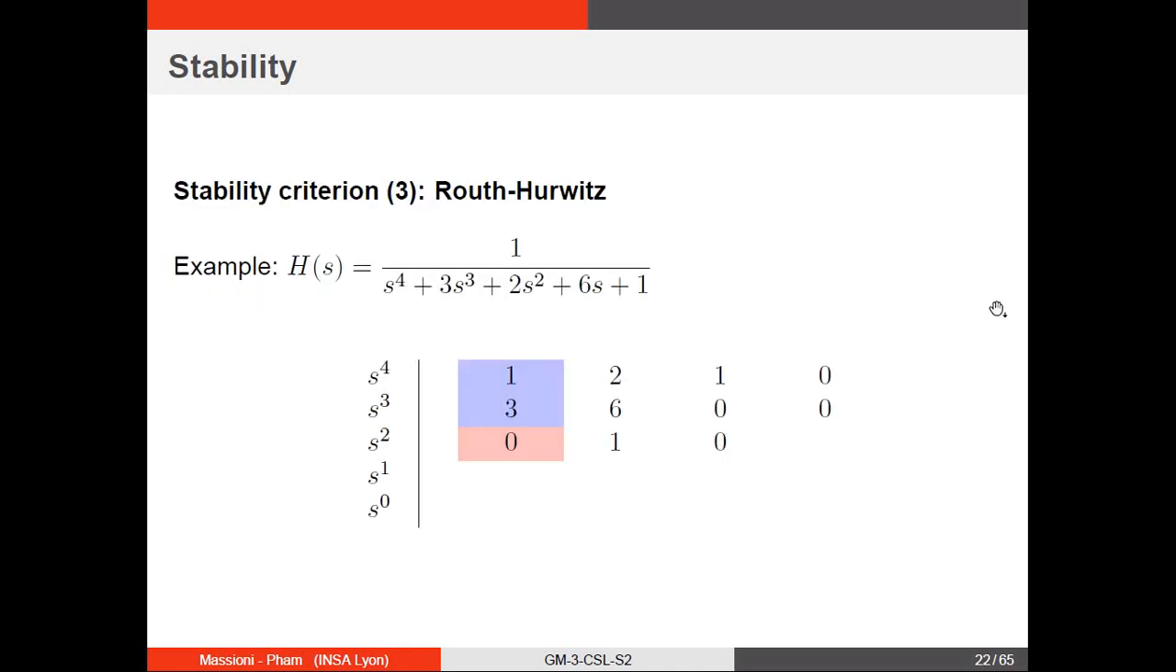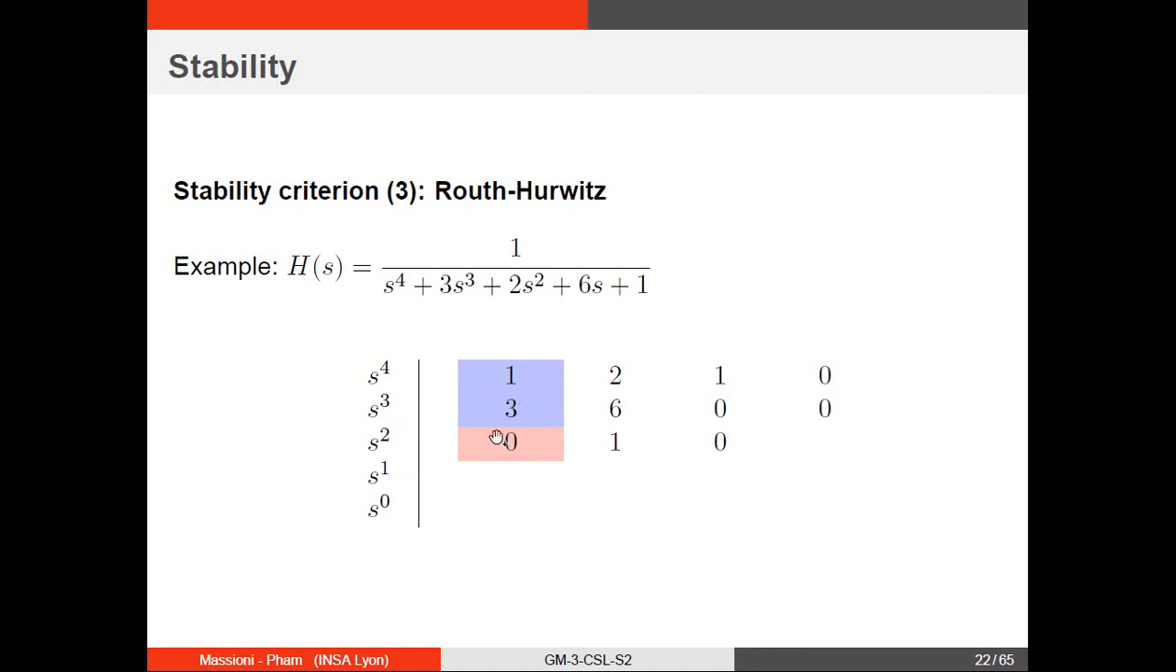So let's start again. Same idea. Start s to the power 4, all the way down to s to the power 0. Coefficients: first row 1, 2, 1. Second row 3, 6. Then we start writing down the third line. So third line, 6 times 1 minus 3 times 2, 0. And for this other line over here, we have basically 3 times 1 minus 0 divided by 3, which yields 1.